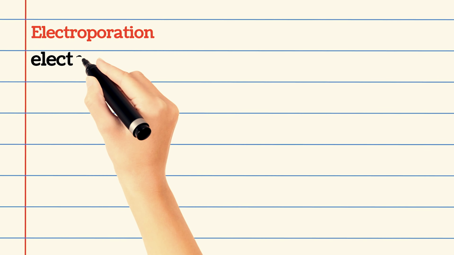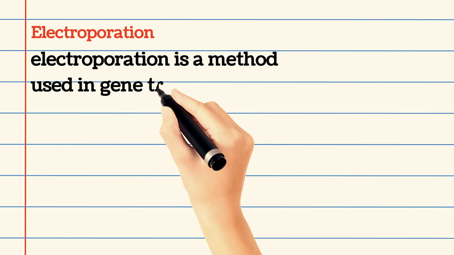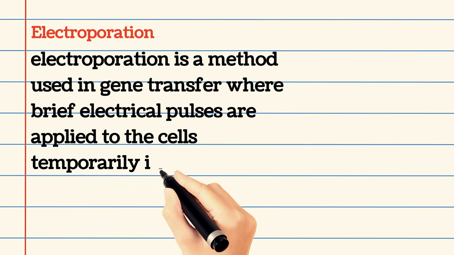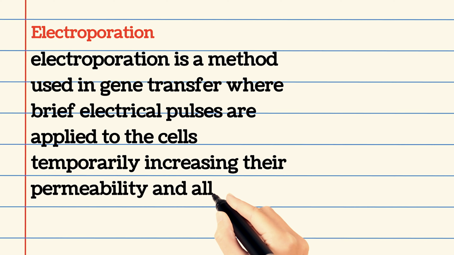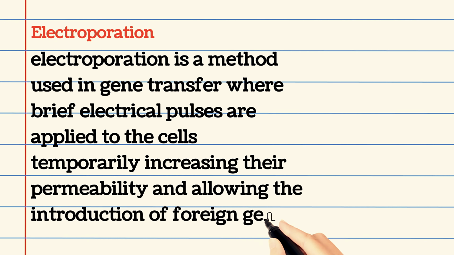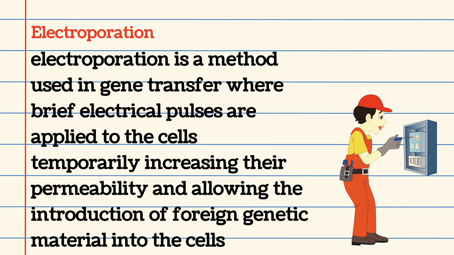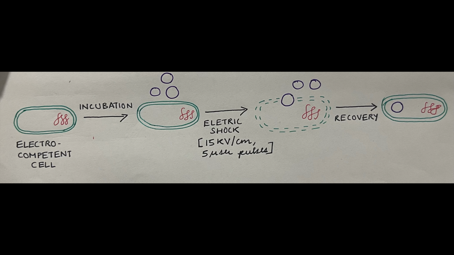Electroporation. Electroporation is a method used in gene transfer where brief electrical pulses are applied to the cells temporarily, increasing their permeability and allowing the introduction of foreign genetic material into the cells. Electroporation is basically done in 4 steps. First, the cells are suspended in a conductive buffer containing the genetic material to be introduced.